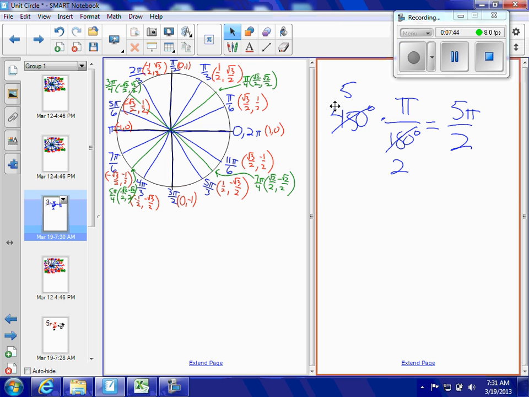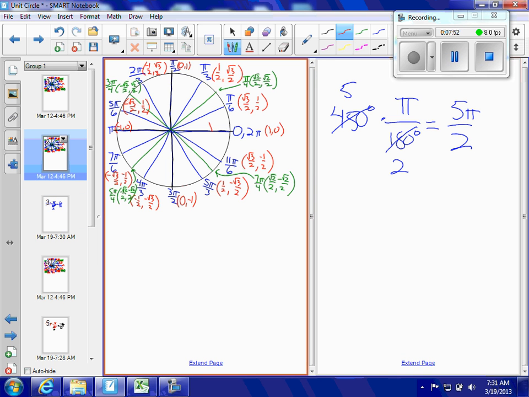Well, let's see. Does that make sense? I'm going to look at my unit circle. I'm going to start here. I'm going to go once all the way around. That's 360 degrees. And if I go another 90 degrees, I've gone 450 degrees, which is what I was looking for.